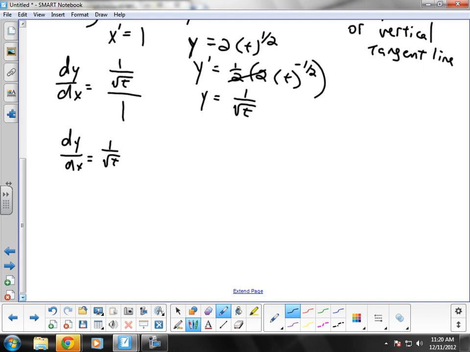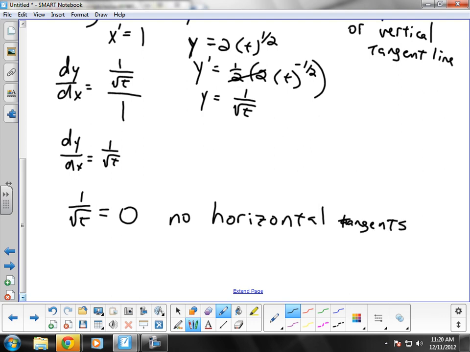Okay? So, when I have a fraction, how do I make it equal to 0? It's got to be 0 in the numerator, right, in the top. So is there any way I can make a 1 into a 0? Can 1 over the square root of t ever be equal to 0? No. So there are no horizontal tangent lines. Sorry, I was doing asymptotes in a different class, college algebra. Okay?